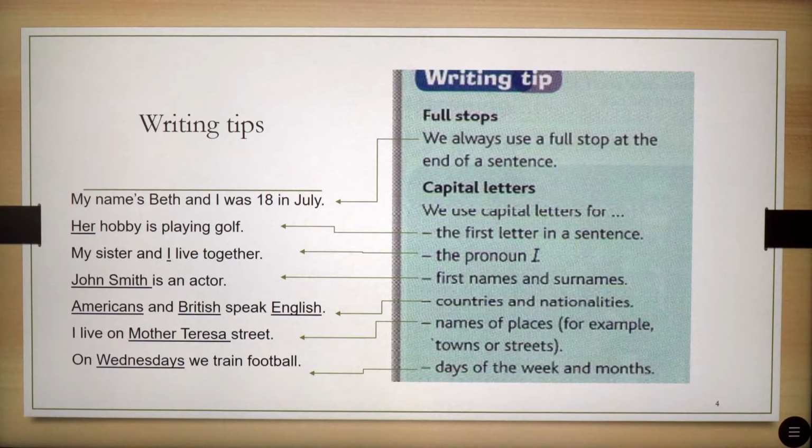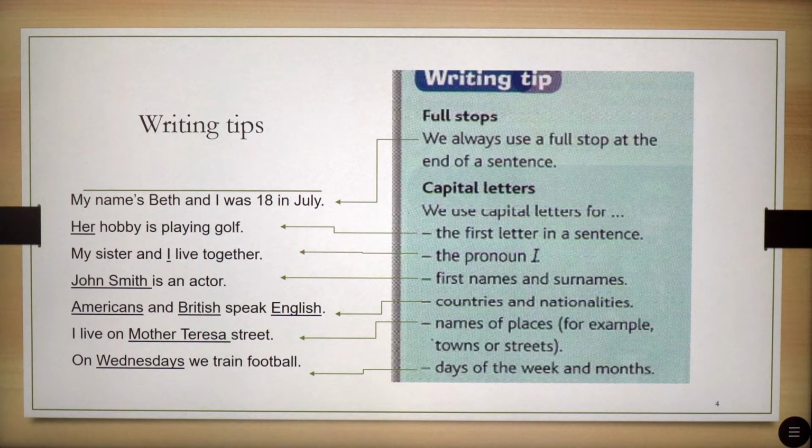Here are some writing tips. For example, full stops. We always use full stops at the end of a sentence. For example, my name's Beth and I was 18 in July. So when you end the thought, you put a full stop at the end of the sentence.